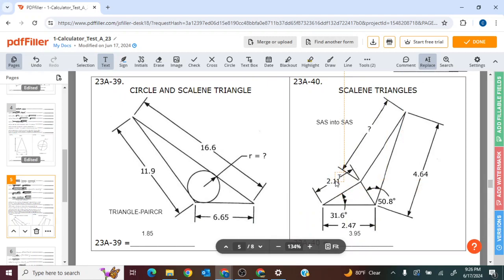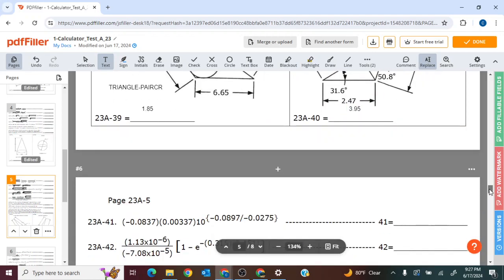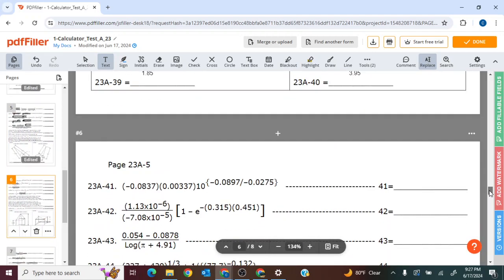40, pretty simple problem too if you have good programs. Use SSA, or SAS, and then you get that side, and then you do SAS to figure out that side. 2 program uses in a row. Just make sure you record your numbers correctly, and you get 3.95.